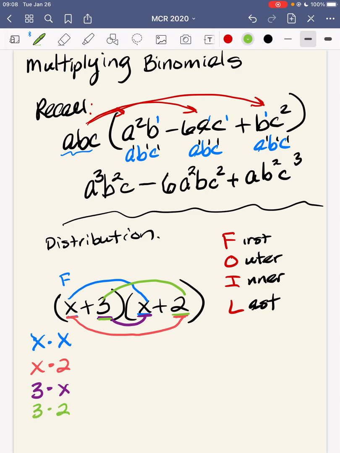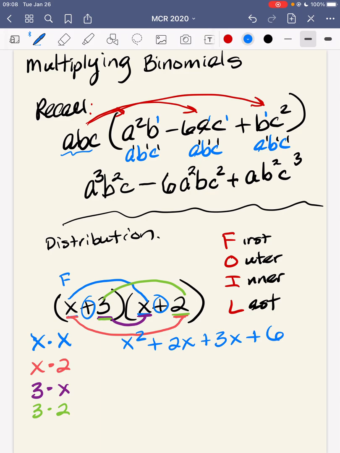All right. When we multiply all this together, we have x to the 1 times x to the 1. Okay, that's just adding my exponents, so x squared. X times 2 is 2x. Now this is all pluses, so we have all pluses in between, so plus 2 times x. 3 times x plus 3 times x, and 3 times 2 plus 6.